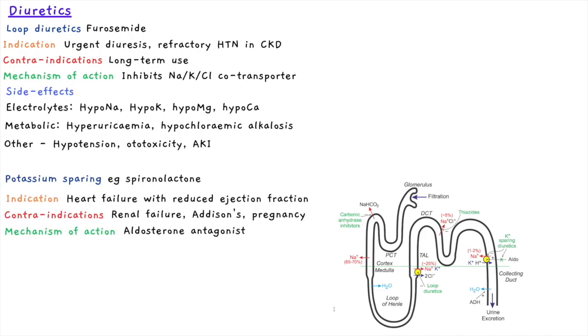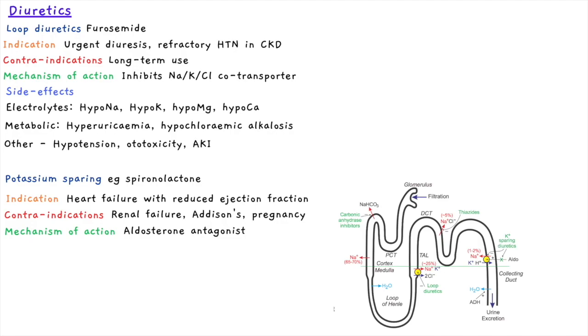The next common diuretic that's used is potassium-sparing diuretics, for example, spironolactone. You would use them in heart failure with reduced ejection fraction. So what this means is that heart failure is when the heart fails to pump properly. Now, this can be a systolic or ejection problem, or it can be a filling diastolic problem. In this case, we're talking about systolic, so contraction ejection problem, where the heart isn't contracting enough. And in that case, you can give spironolactone. Contraindications, however, include renal failure, Addison's disease, or pregnancy.